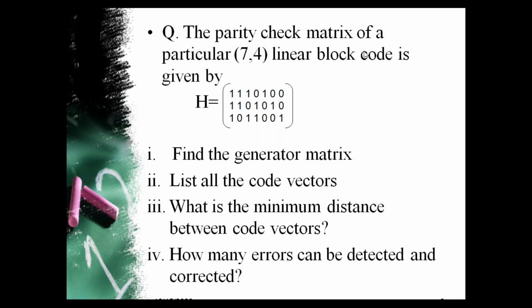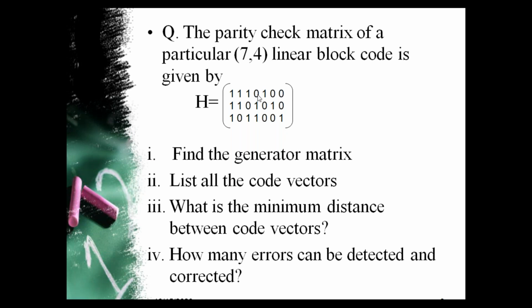The parity check matrix of a particular 7-4 linear block code is given by, please all of you take this H matrix. H is 1 1 1 0 1 0 0. Therefore here it is given the parity check matrix of a 7-4 linear block code. Therefore, n equal to 7, k equal to 4. Therefore, q is equal to 7 minus 4, that is n minus k, that is 3.